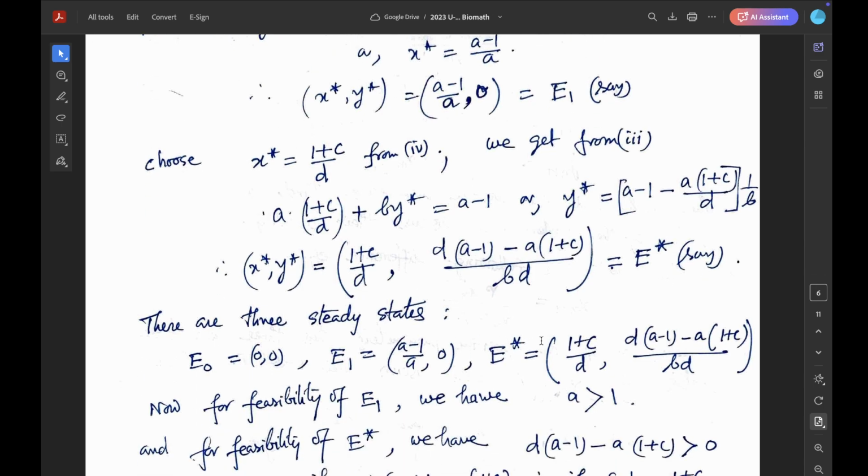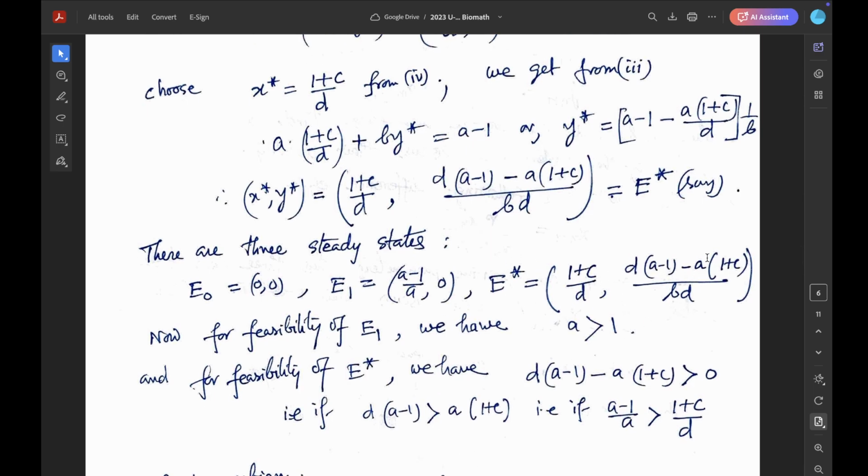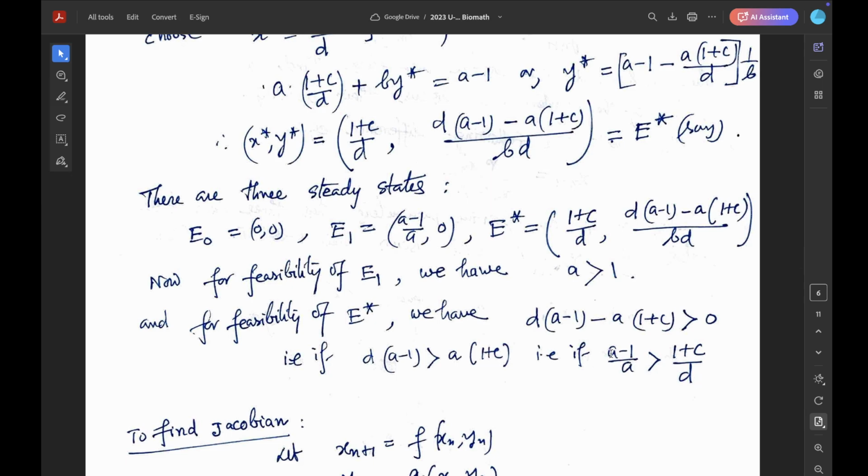So there are three steady states: E0 equal to (0, 0), E1 equal to ((a minus 1)/a, 0), and E star equal to ((1 plus c)/d, ...). Now for feasibility of E1, that is, biologically meaningful for E1, we must have a minus 1 greater than 0, so a is greater than 1. And for feasibility of E star we must have d(a minus 1) minus a(1 plus c) greater than 0. That is, if (a minus 1)/a is greater than (1 plus c)/d.